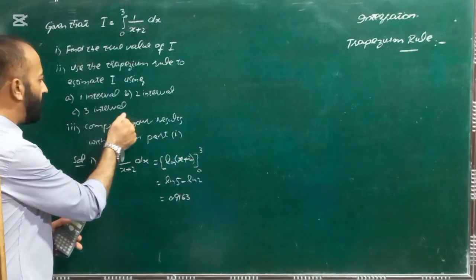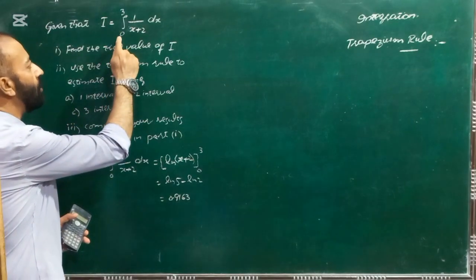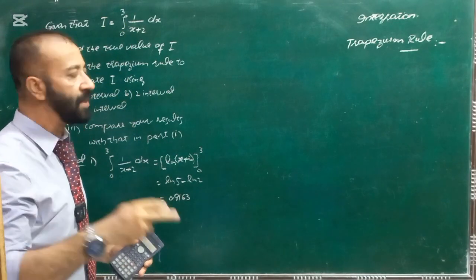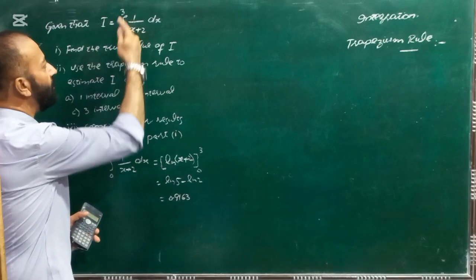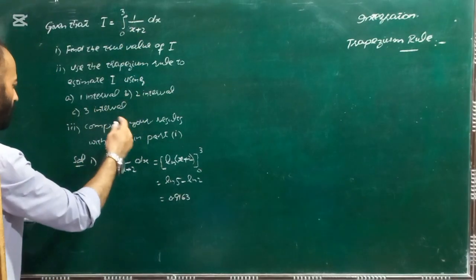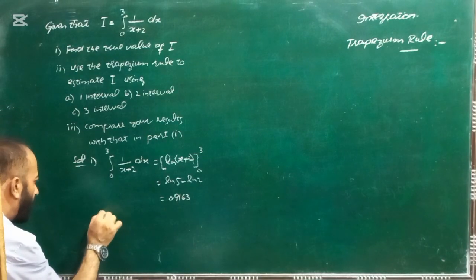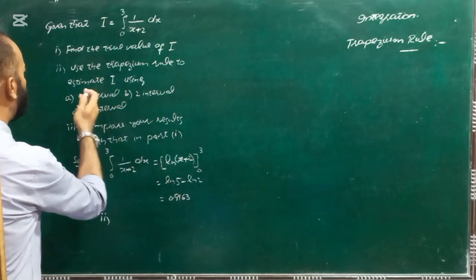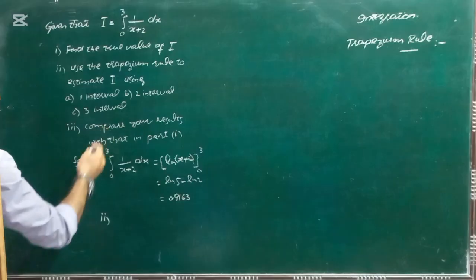Now three intervals. When three intervals are given, it means you have to go from lower to upper limit in three equal steps. So first you will go from 0 to 1, then 1 to 2, and then 2 to 3. So this is the purpose of these steps. So look now, second part. Use the trapezium rule to estimate I using one interval, two intervals, and three intervals.